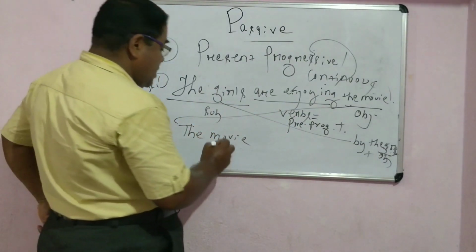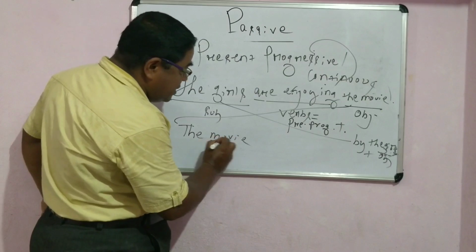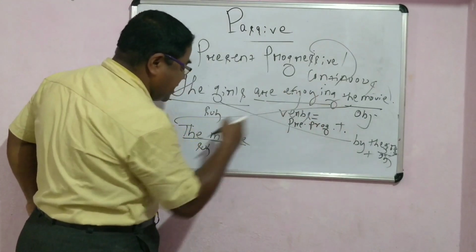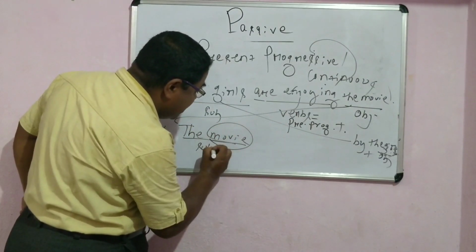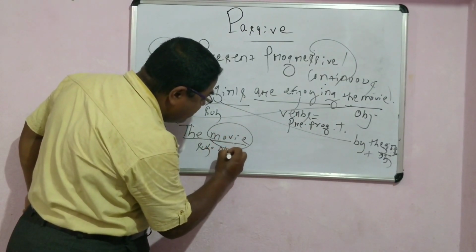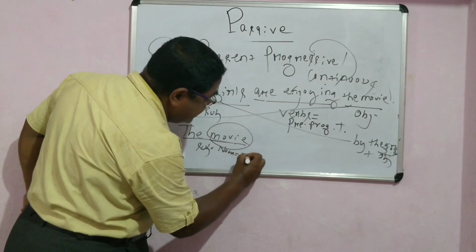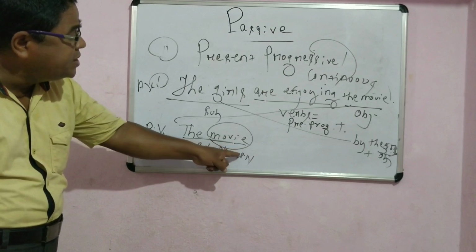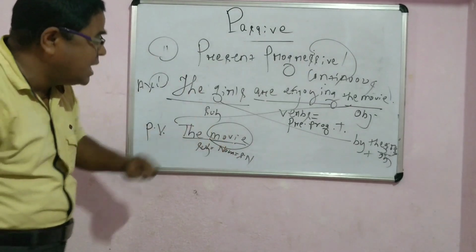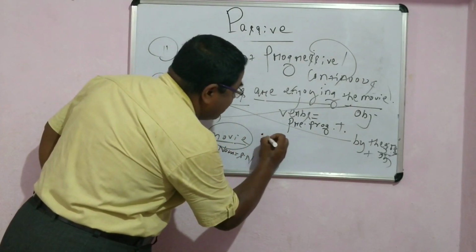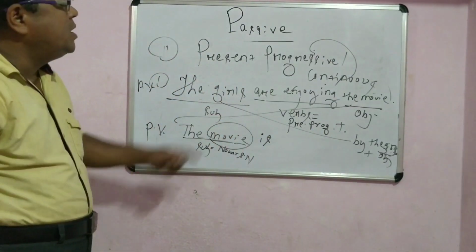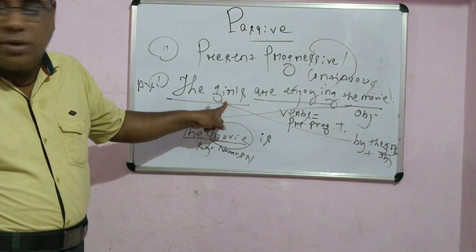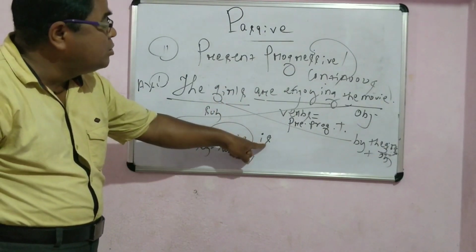You just remember, here the movie is the subject. Remember, here the object becomes the subject, and movie is a singular noun. So for a singular noun, you have to use the singular verb. Here are is used as the auxiliary verb, a plural verb, because girls is a plural noun. But movie is a singular noun, so the singular verb is is used.